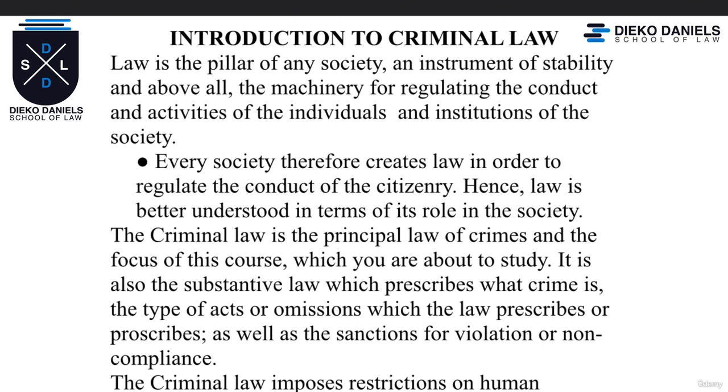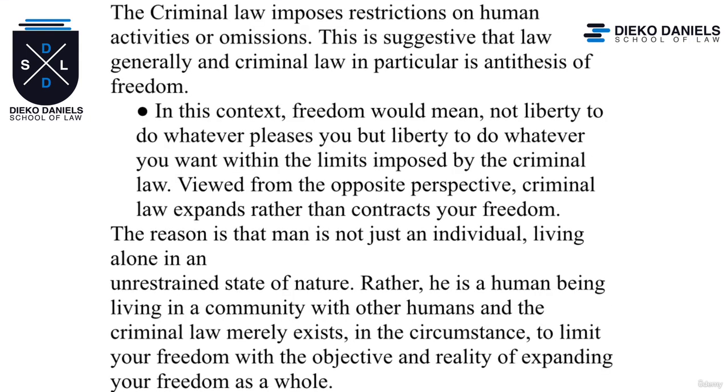The criminal law is the principal law of crimes and the focus of this course which you are about to study. It is also the substantive law which prescribes what crime is, the type of act or omission which the law prescribes or proscribes, as well as the sanction for violation or non-compliance. The criminal law imposes restrictions on human activities or omissions. This is suggestive that law generally, and criminal law in particular, is the antithesis of freedom.